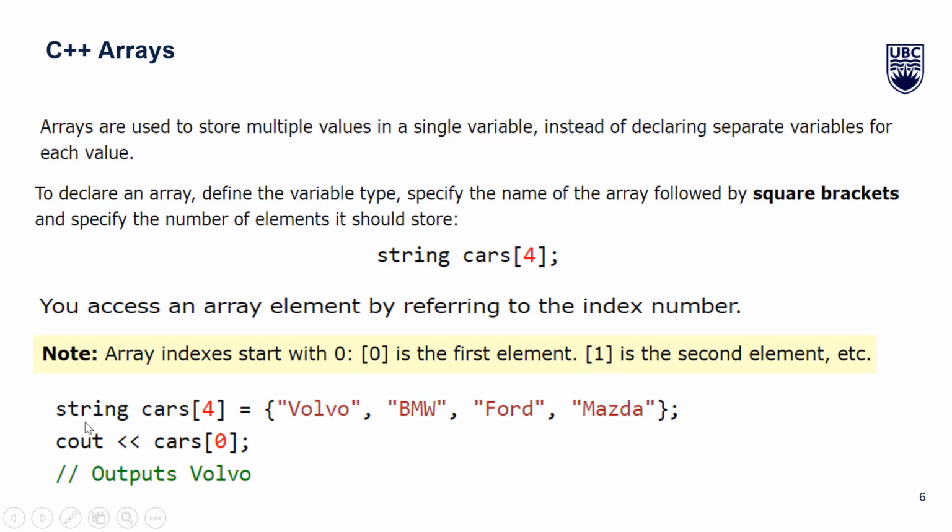For example, here we have string cars of 4. So we have an array called cars and it has 4 elements, and these are the 4 string elements. And we want to print out cars of 0. Cars of 0 means the first element inside the array cars. So here we will print Volvo. Okay, so remember, we use the index to refer to the elements inside the array, and we start counting the elements inside the array from 0, not from 1.